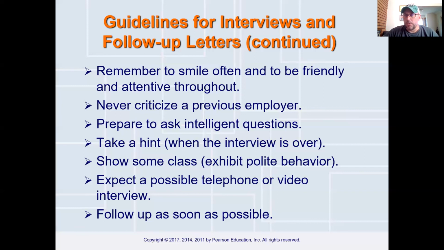Expect a possible telephone or video interview. That could happen. And please, if you're doing a video interview, wear pants in case you have to stand up to retrieve an example that you have to show someone, all right? And follow up as soon as possible.